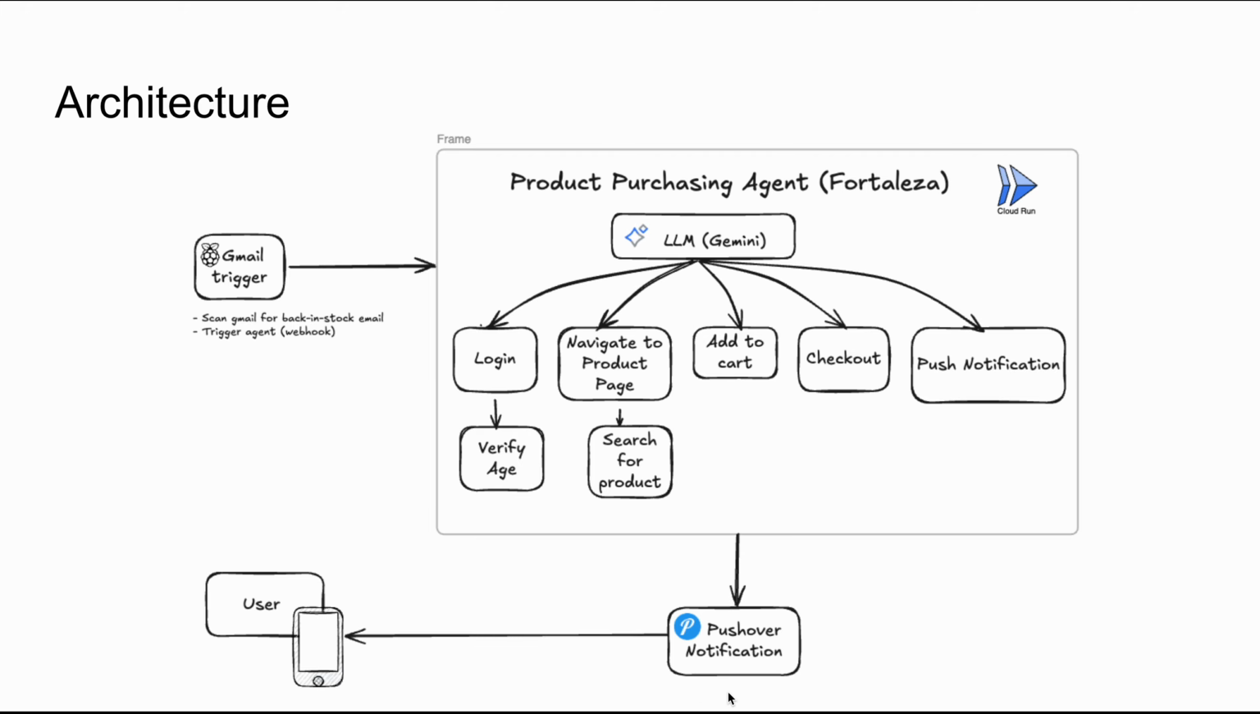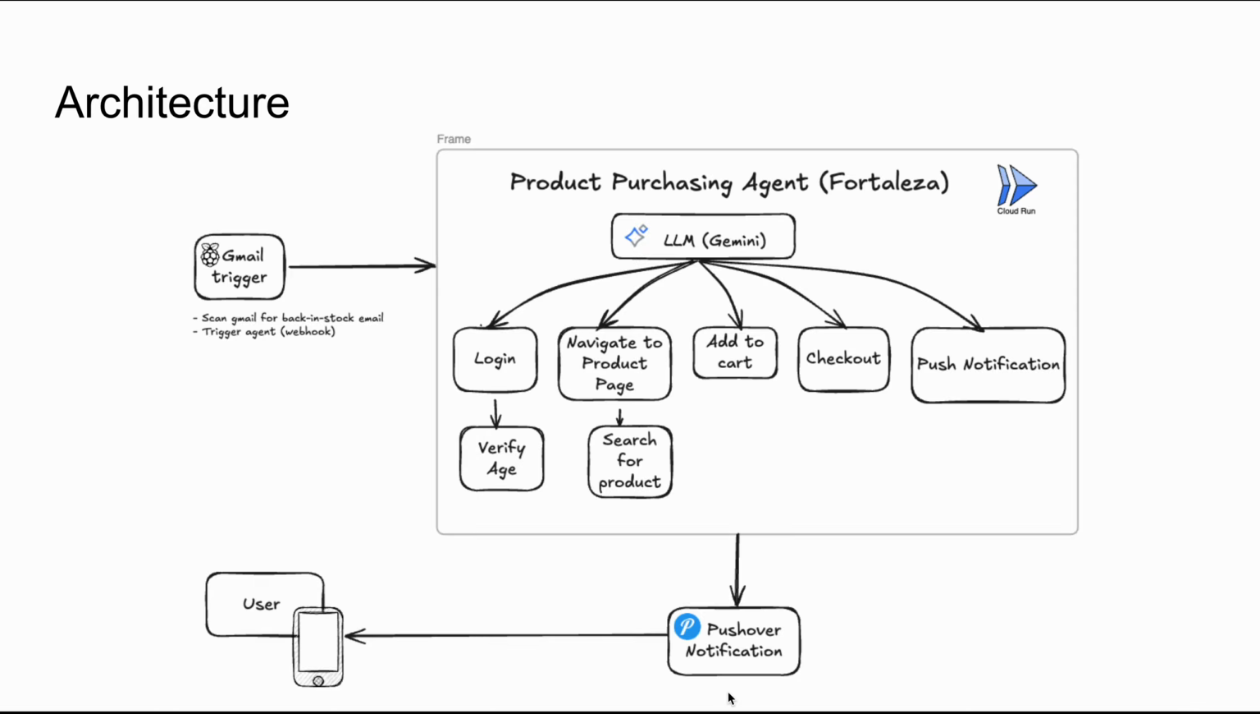This is the high level architecture. On the left, a Raspberry Pi runs a small Python script that watches my Gmail inbox for Fortaleza back in stock emails. Just to note, I had written this earlier before the course. When it sees an email, it extracts the product link and sends a signed webhook to my cloud service with a small JSON payload. In the middle, a FastAPI app running on Google Cloud Run receives the webhook and hands it to a Google ADK agent.